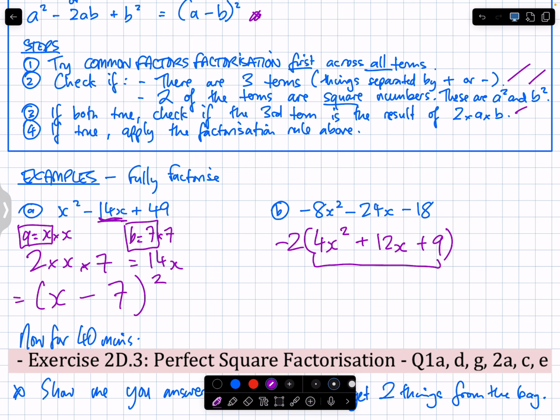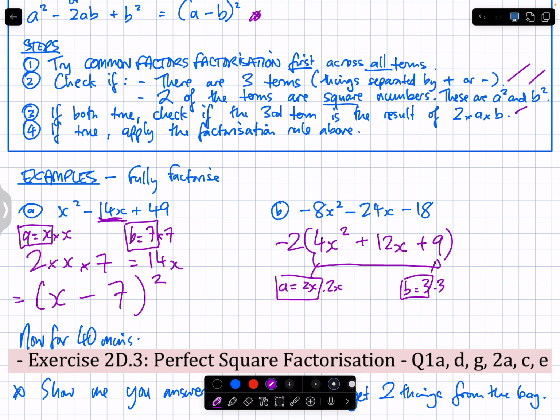in the brackets, are there 3 terms? Are there 3 things in that bracket? Is this a square number? Yeah. Is 9 a square number? Yeah. Does that sound familiar? That sounds like the steps that we were just applying. What number do I times by itself to get 4x squared? 2, not just 2. 2x by 2x. So my a is going to be 2x. What do I times by itself to get 9? 3. 3 times 3, so b is 3.